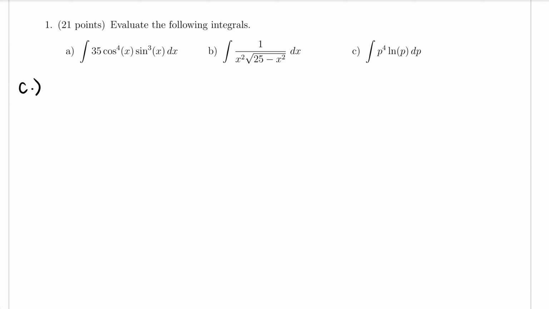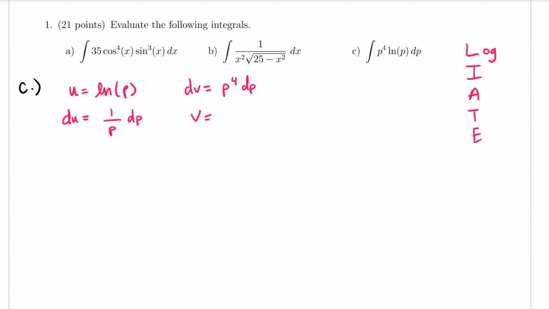In part C, we have the integral of p to the 4th times the natural log of p dp. And here we have the product of two functions, so it might be worth trying integration by parts. And remember, we have the acronym LIATE, and the L in LIATE stands for logarithm. So let's go ahead and make u equal to the natural log of p. If I take the derivative, we'll get du is equal to 1 over p dp, and then dv will equal whatever's left over.